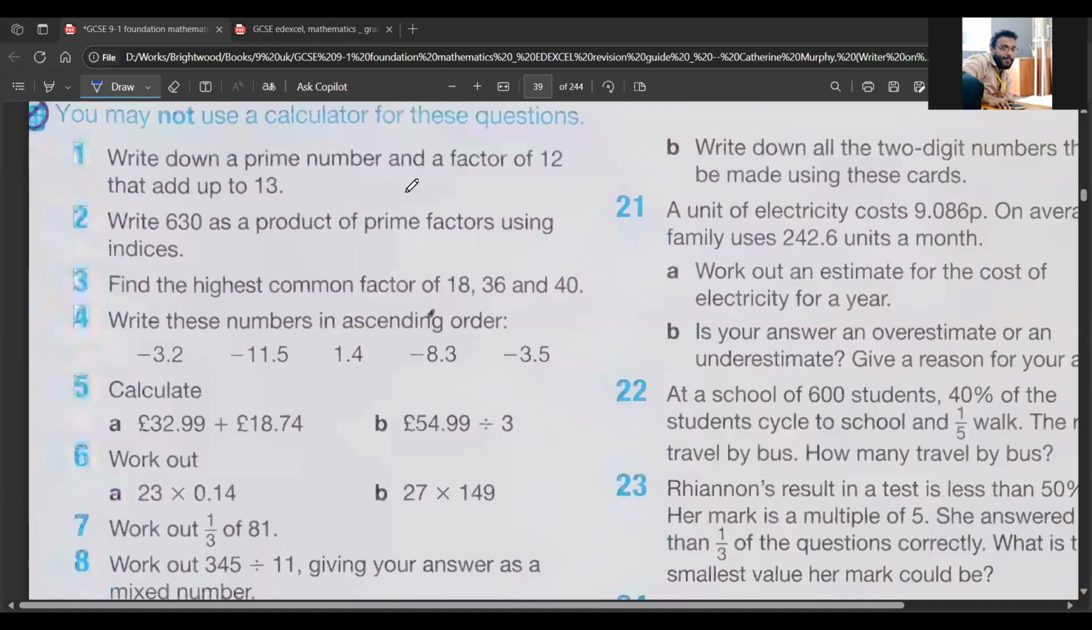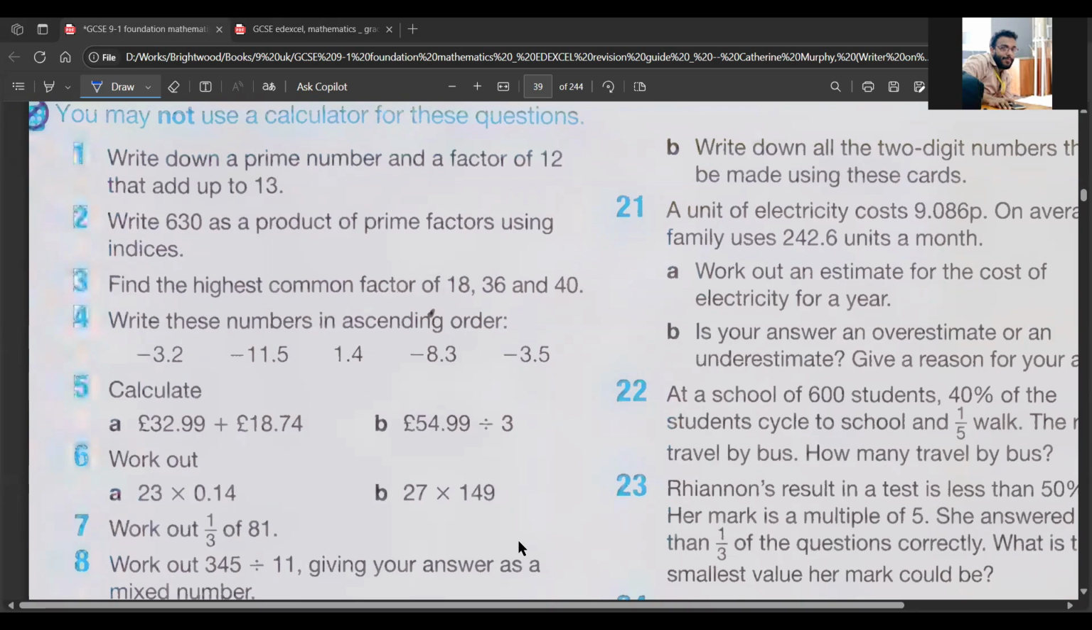Write down a prime number and factor of 12 that add up to 13. What is the meaning of that? Write down the prime number that is a factor of 12 that adds up to 13. It should be a prime number, a factor of 12.